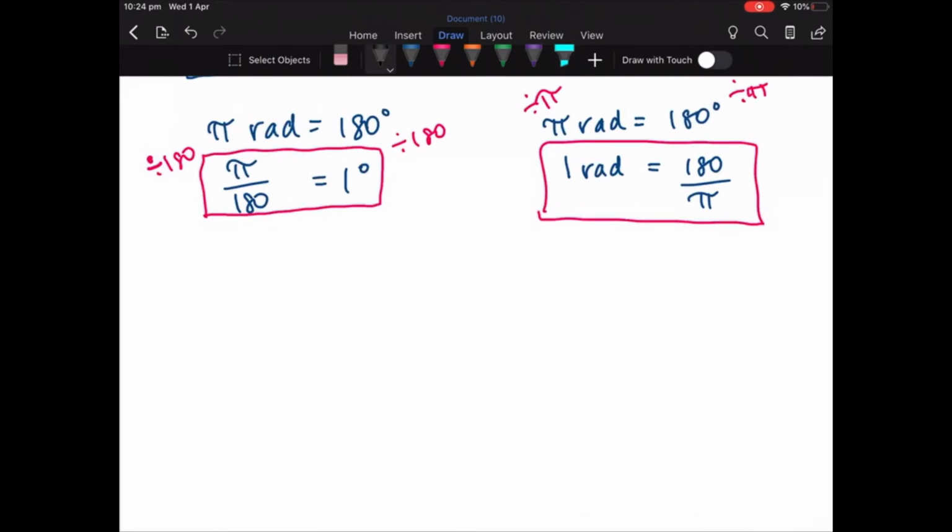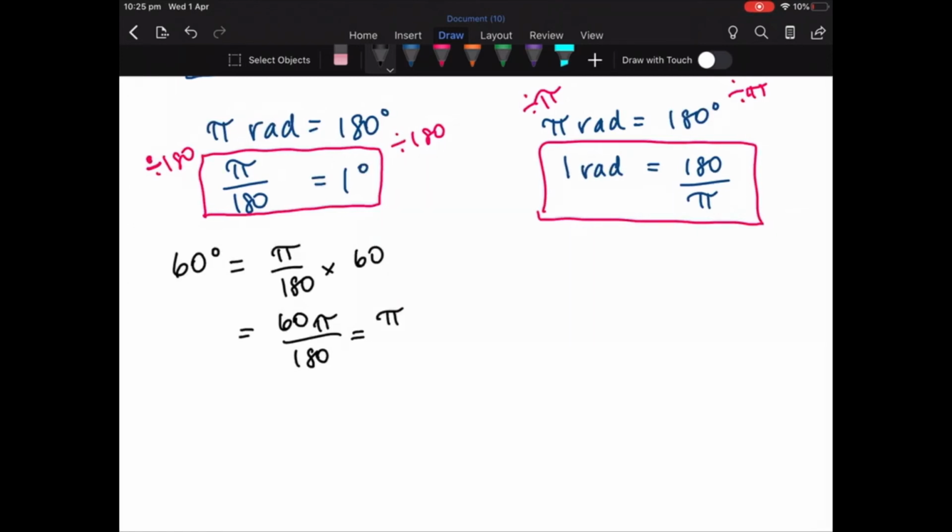Let's say I've got 60 degrees and I want it in radians. We know 1 degree is pi over 180. So 60 degrees would be pi over 180 times 60, which gives me 60 pi over 180, which I can then simplify. 60 goes into both, so I'm left with pi over 3.